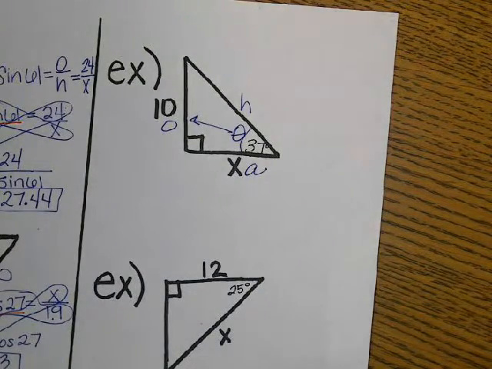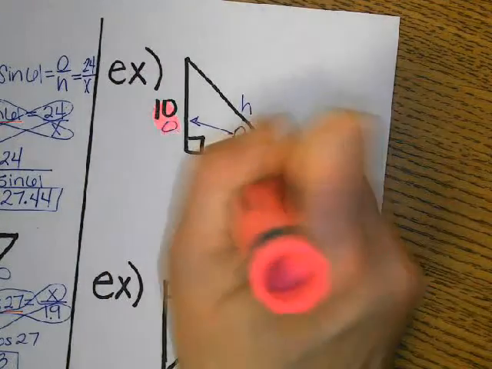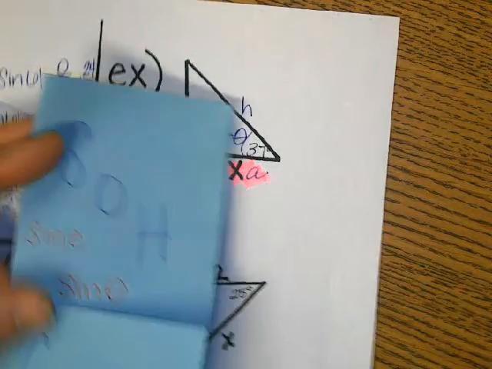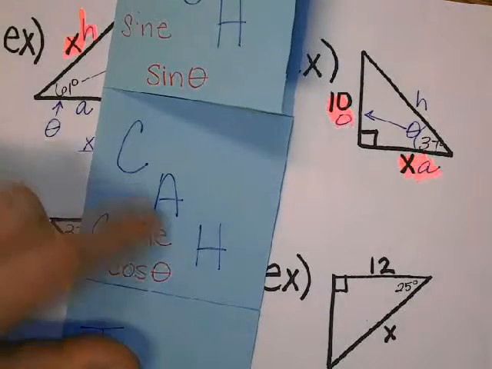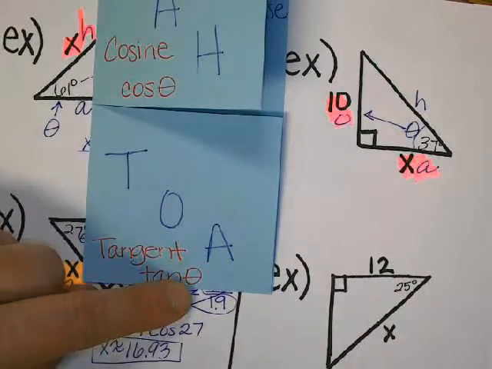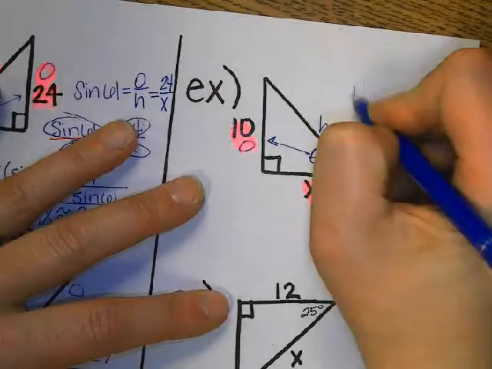So which letters did they give us here? I'm just going to pick a color. 10 for opposite, X for A. Which one of these 3 on our paper here do we have that goes O and A? We want the one that says O and A. This one's O and H. This one's A and H. This one's O and A. So this is tangent for this example here. Tangent.